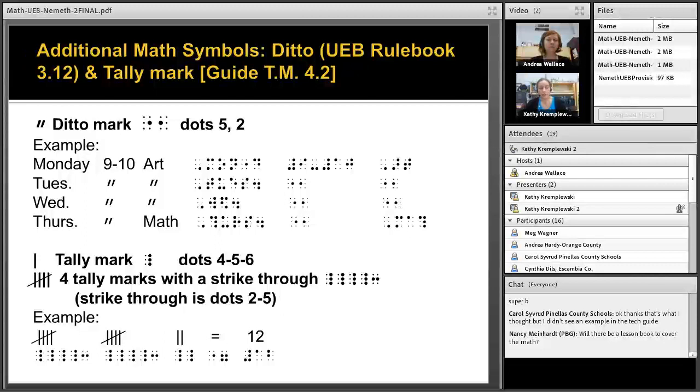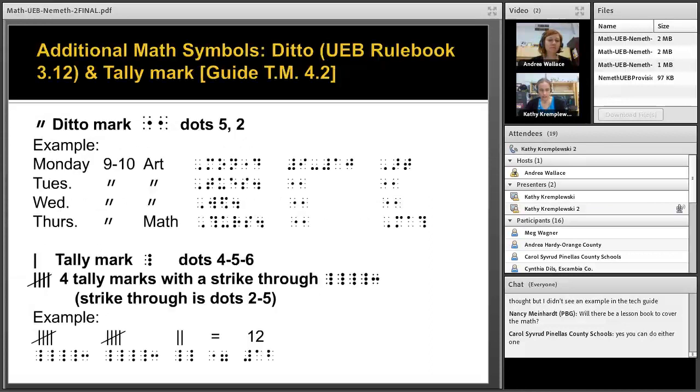Okay, then there's ditto marks. So here shows an example of how you could use them, and it's dots 5, 2. And then we have the tally mark, which is 4, 5, 6, and then the 4 tally marks with a strike through is four of the 4, 5, 6s followed by 2, 5. But I think you have flexibility, because I think I saw in the technical guidelines that you could do it either way. You could put 5 of these in a row, or you can use that strike through symbol as well. Okay, Carol, thanks. Yeah, you can do it either way.